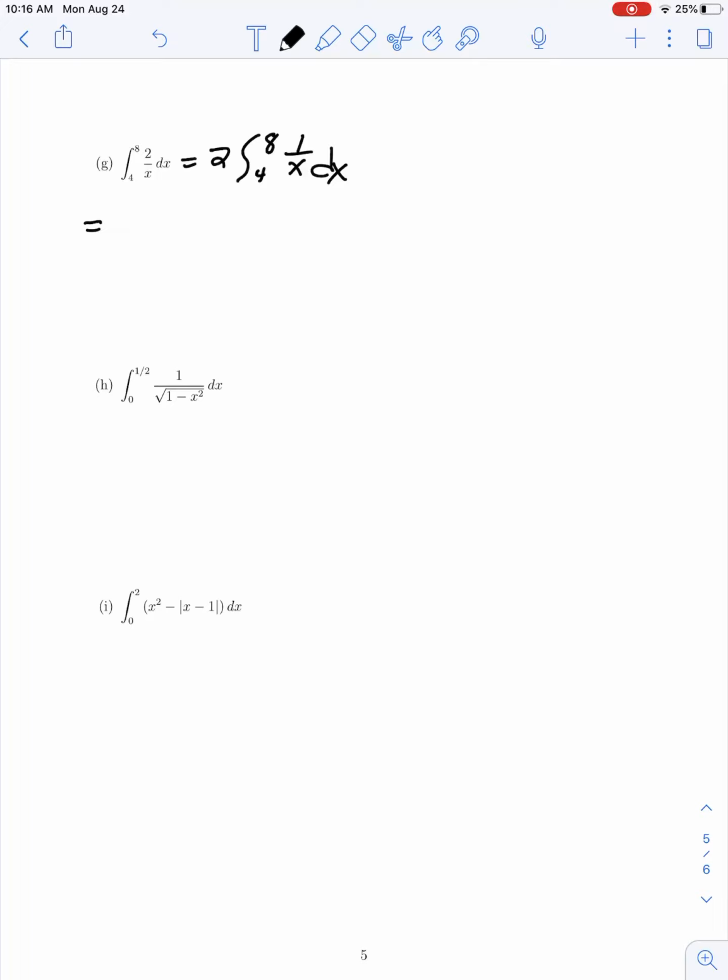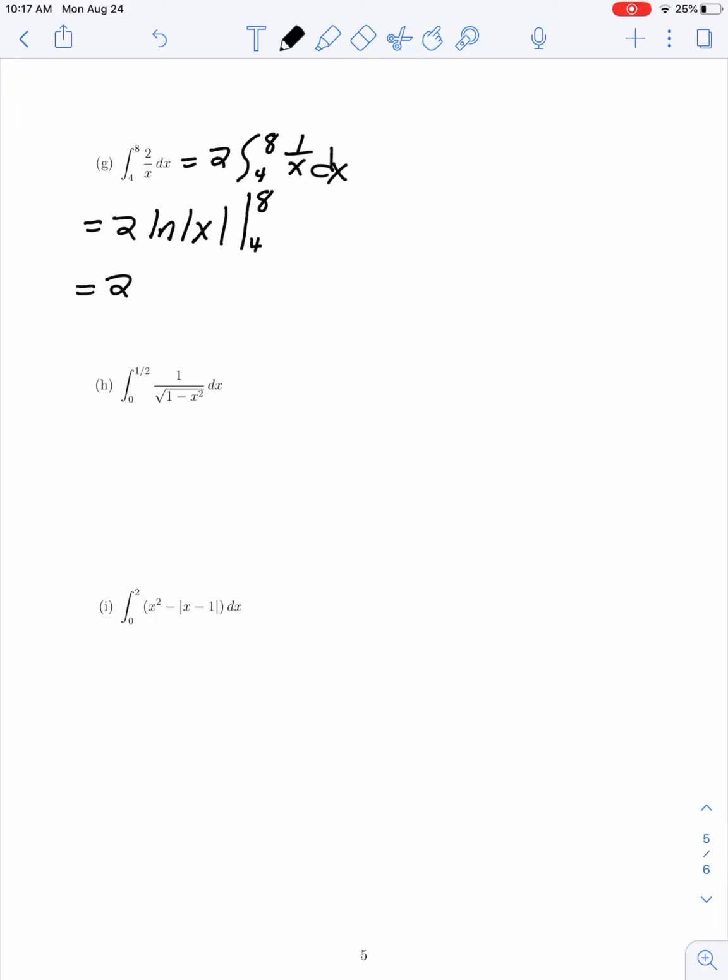Now, recall that the antiderivative of 1 over x is given by the natural log of the absolute value of x. So for our antiderivative, we have 2 times the natural log of absolute value x. And the fundamental theorem of calculus says we take that antiderivative and we evaluate from 4 to 8. So let's see what we're left with.